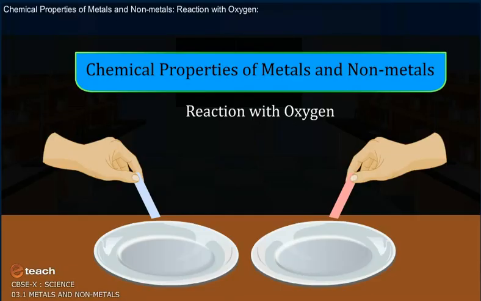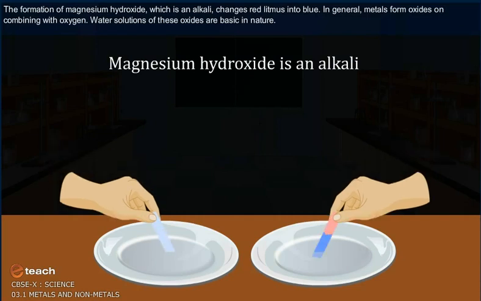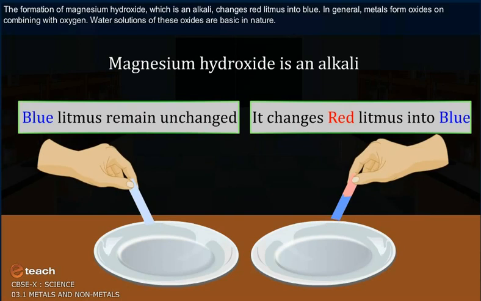Chemical properties of metals and nonmetals. Reaction with oxygen. The formation of magnesium hydroxide, which is an alkali, changes red litmus into blue. In general, metals form oxides on combining with oxygen. Water solutions of these oxides are basic in nature.